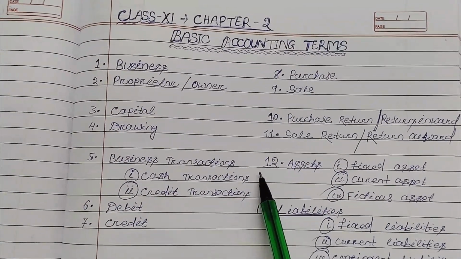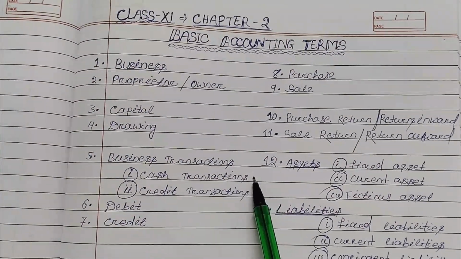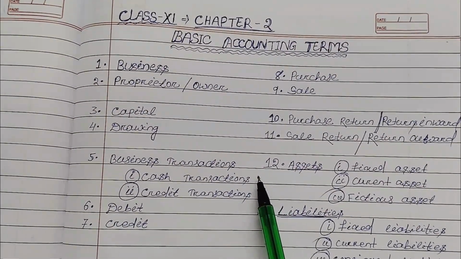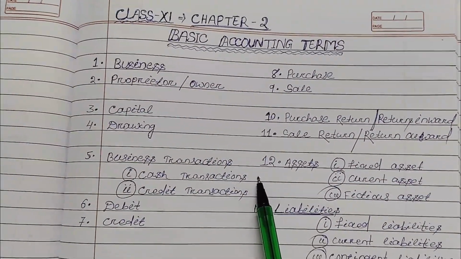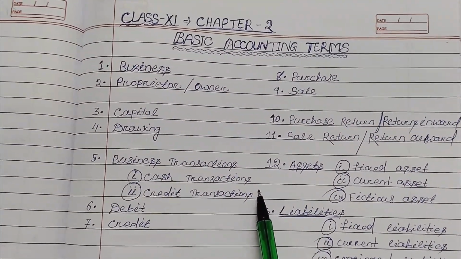Sam store sold goods to Ram, paid in cash. This is the cash transaction. And Ram store purchased goods from Jagan on credit. This is the credit transaction.